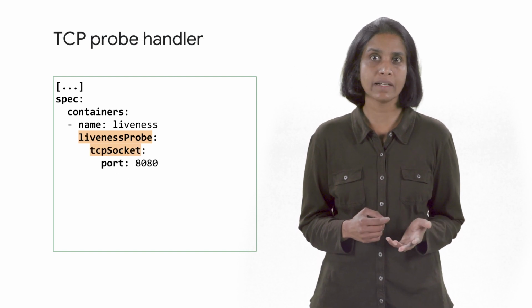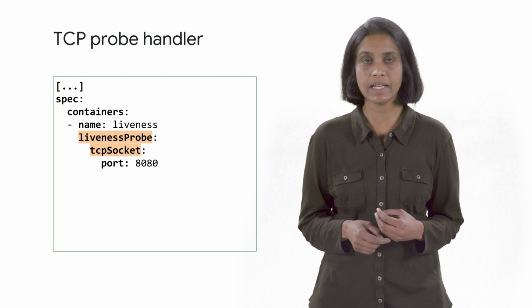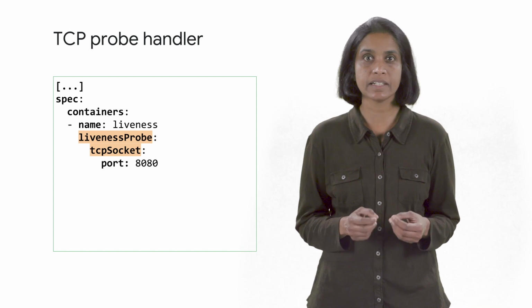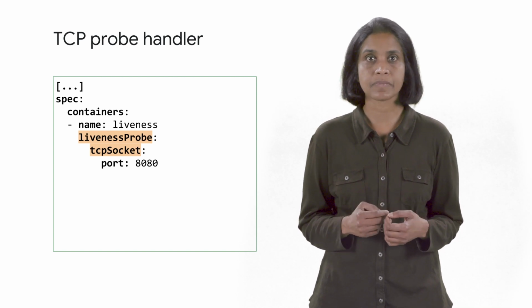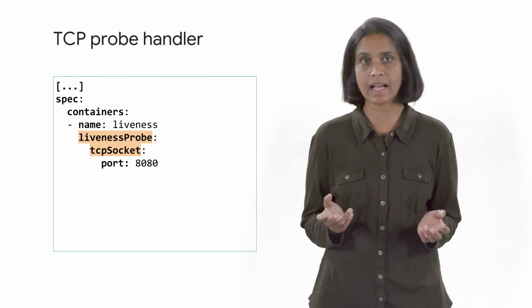The third probe handler type is TCP. Here, Qwiklabs attempts to make a TCP connection. If the connection is established, the container is considered healthy. All these methods can be used in a readiness probe in exactly the same way.